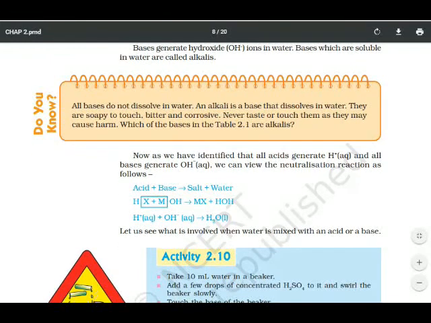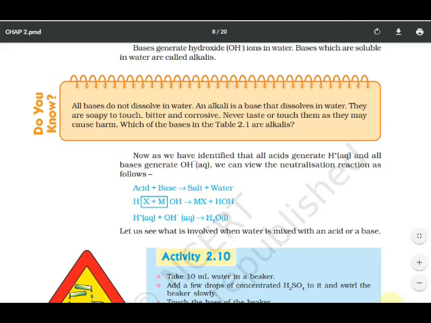Now as we have identified that all acids generate H plus aqueous and all bases generate OH minus aqueous, we can view the neutralization reaction as follows. What is neutralization? When acid and base react with each other to form salt and water, this reaction is known as neutralization reaction.